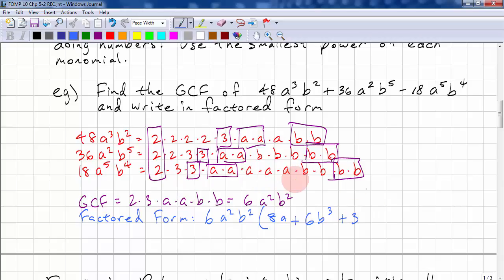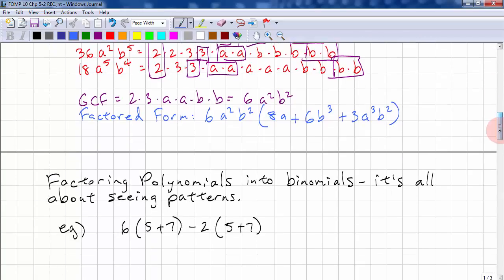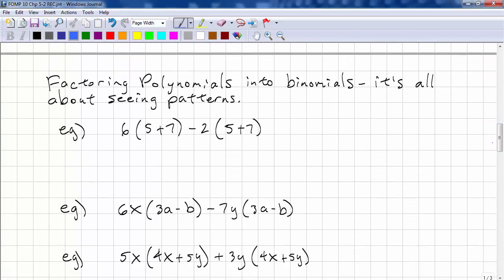And we have a cubed. And we have b squared. And that's all we have to do. So this part is easy. This part is a little bit trickier. So factoring polynomials into binomials. And it's all about seeing patterns. And we are using the distributive property.